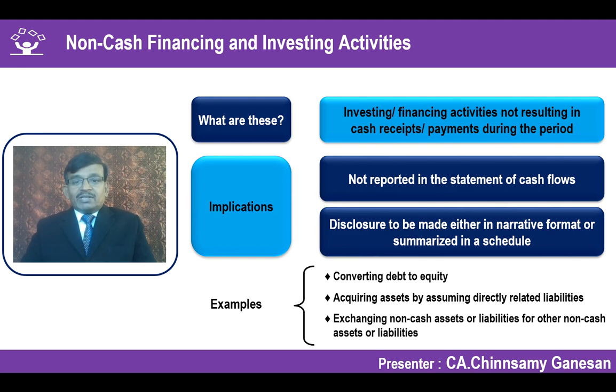Some of the examples I have already talked about: acquiring assets by assuming a directly related liability, exchange of non-cash assets and liabilities, converting debt into equity, or even share-based payments. All these items could be examples of this. Those items will not be reported in the statement of cash flows, either under investing activities or under financing activities. But a disclosure of this particular transaction will be given as part of the financial statements.